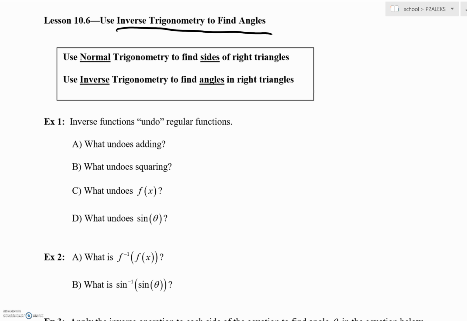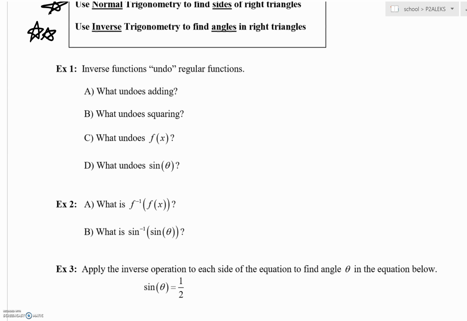Okay, so far in this unit, we've used regular trigonometry, normal trigonometry, sine, cosine, and tangent to find sides. We've always found a side length. Today, though, we're going to move ahead and use inverse trigonometry so that we can find angles. So here's what's going on. Inverses undo. Look at example 1a.